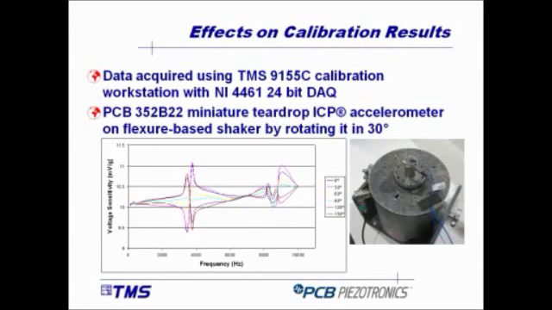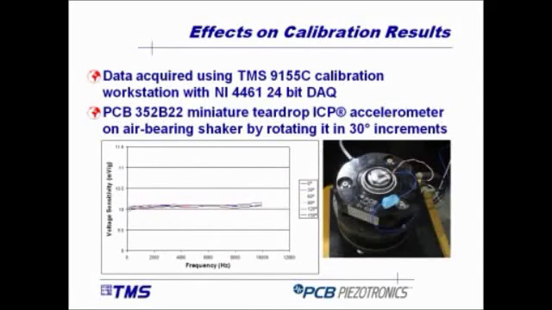So really the best way to eliminate the problem of transverse motion of the exciter and the effect it plays on transverse sensitivity is to just go to a shaker that does not have transverse motion, which is the advantage of the air-bearing shaker. Here's the data that we collected. Same test, same sensor on the air-bearing shaker. You can see very consistent at all frequencies.